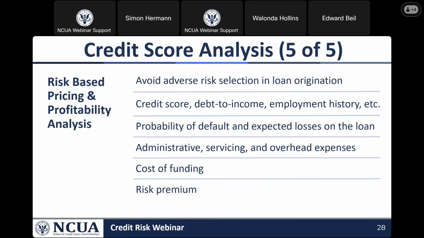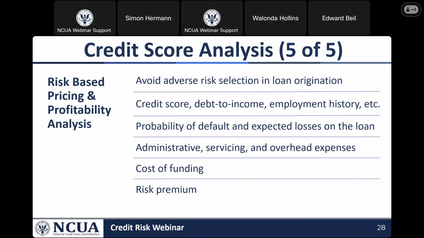Adverse risk selection in lending can occur because higher credit quality borrowers have more financing options available to them, while lower credit quality borrowers do not. So if the loan pricing offered to a high credit quality borrower is not competitive, that is, not reflective of the borrower's risk profile, then that high credit quality borrower is more likely to obtain financing elsewhere at a lower rate.